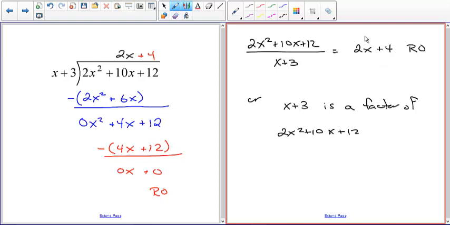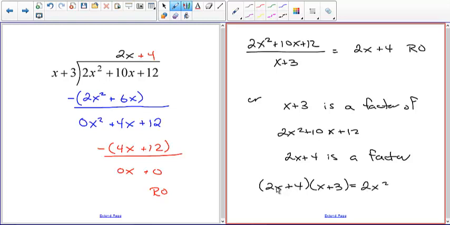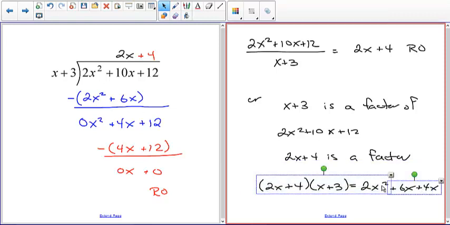Because this is without a 0 remainder, we can also say that 2x plus 4 is a factor. And if that's true, then if I multiply these together, 2x plus 4 times x plus 3, using FOIL, I'll get 2x times x, which is 2x squared. Outer, 2x times 3 is plus 6x. 4 times x is 4x. And then I multiply the last, which is 4 times 3, which is 12.